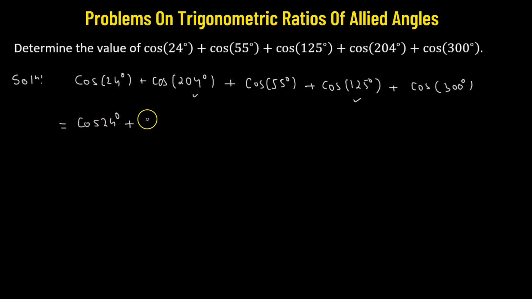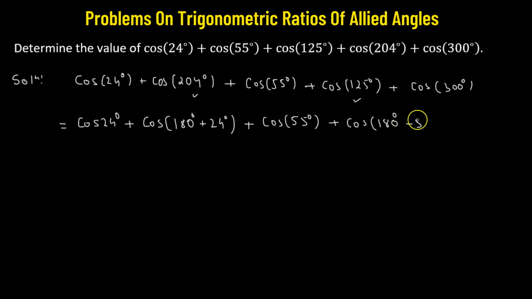Now we can express cosine 204 degrees as 180 degrees plus 24 degrees. Plus we'll keep the third term as it is. We have cosine of 55 degrees, and we're going to rewrite the fourth term. So we can rewrite 125 degrees as 180 degrees minus 55 degrees. And we have cosine of 300 degrees, which can be expressed as 360 degrees minus 60 degrees.